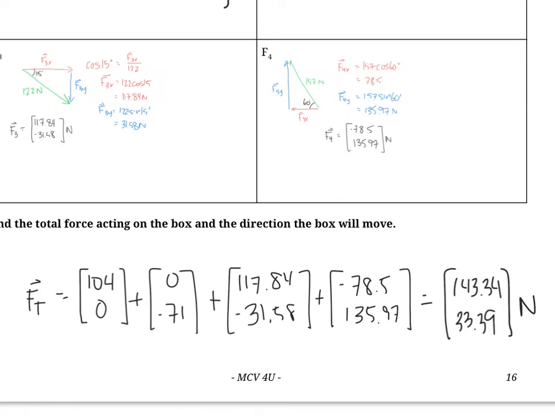So here is the final vector. 143.34 is the x component and 33.39 is the y component. Notice how these are both positive numbers, so this means it's going to the right and up.